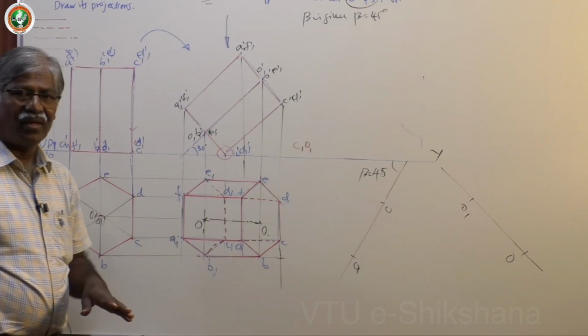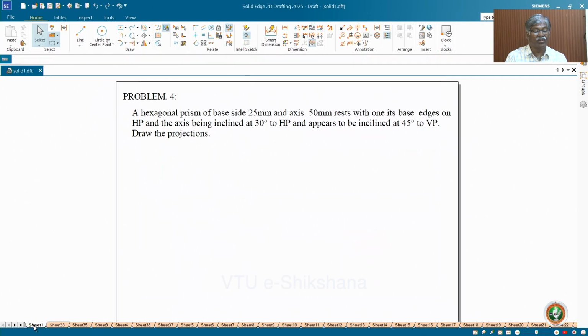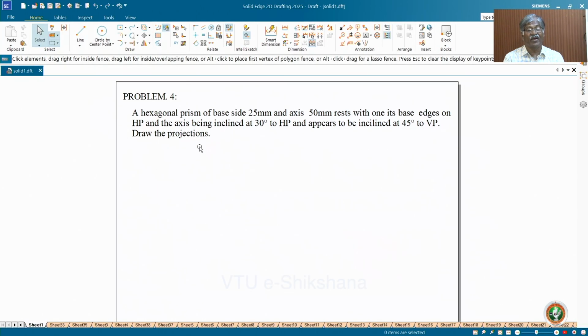This will work in the computer software. Now let me take a problem on hexagonal prism. We have discussed just now the problem with base side 25 mm and height 60 mm, that is axis 65 mm, 50 mm, with its base on HP. The axis being inclined at 30 degree to HP and appears to be inclined.